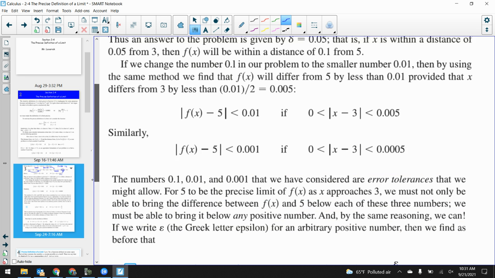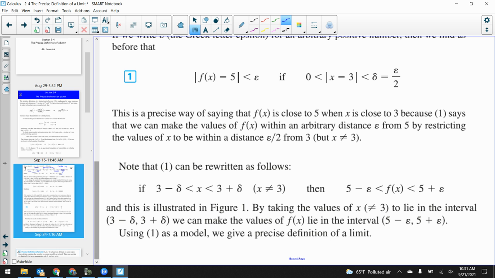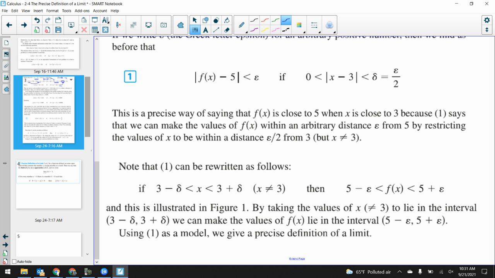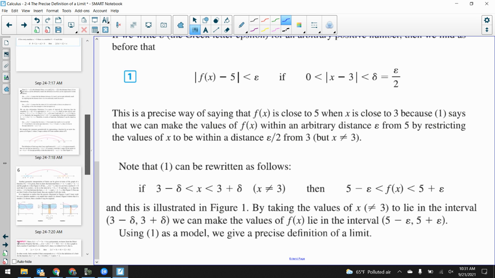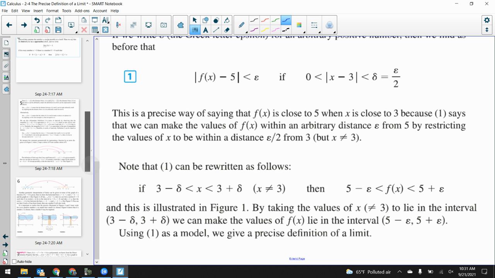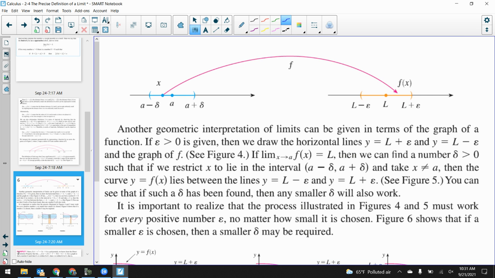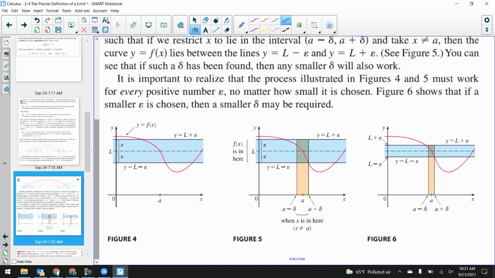Now, take a look at what it looks like graphically. Let me jump down to here. There. So, what does this look like graphically? Well, what I'm going to do here is I have some function, and I want to prove that the limit is going to go to some value L. And to do that, I'm going to choose an epsilon.